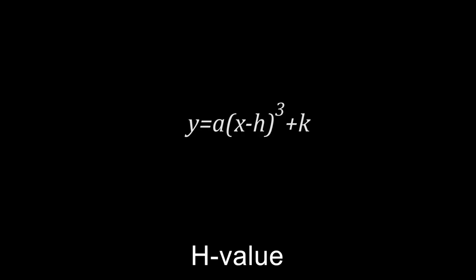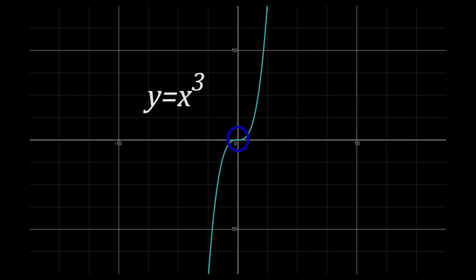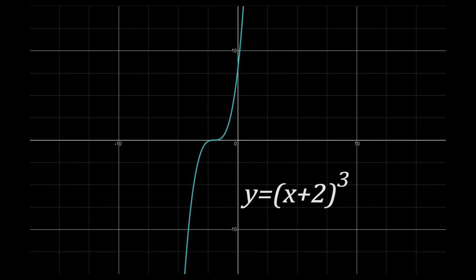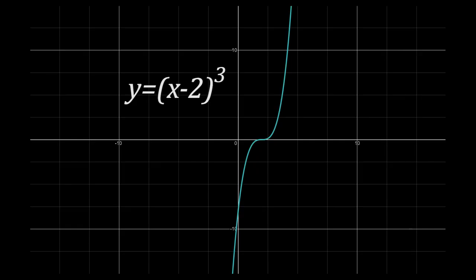Next is the h value. The h value is very important to our process, as it is one of the main parts of the equation to easily identify on the graph. The h value will always be the exact opposite of the x value of the vertex or middle point of the graph. The h value affects horizontal translations. If h is greater than 0, then the graph is translated to the left quadrant, and if h is less than 0, then the graph is translated to the right quadrant.